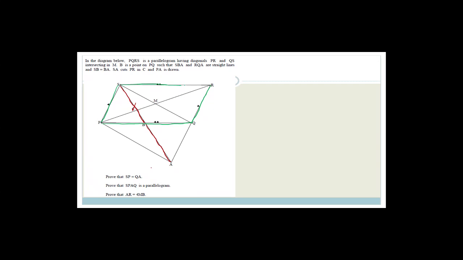Okay. Now, what are they asking us to prove? They're asking us to prove that SP is equal to QA. Okay, so now we already know that SP is equal to QR. Do you agree? Because of the fact that it is a parallelogram.